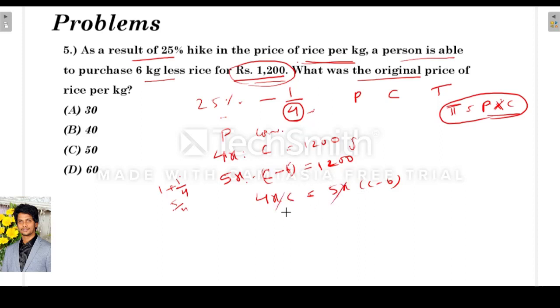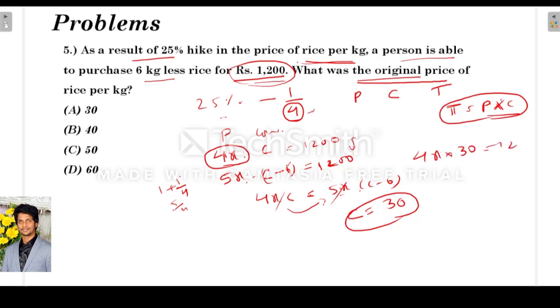So bring this 4c here. So 5c minus 4c is equal to c, and 5 into 6 is 30. This will come this side. So c is equal to 30. So now what they are asking, what was the original price of rice per kg. So they are asking this 4x. This is original price. So 4x into c, 30, is equal to 1200, right? So what is the original price? 4x is equal to 1200 by 30, which is 40. So the original price is 40.